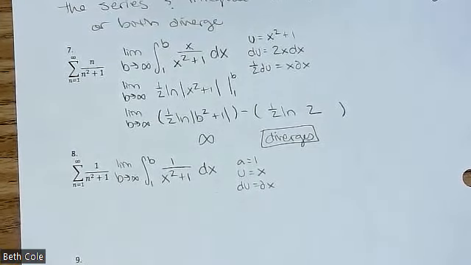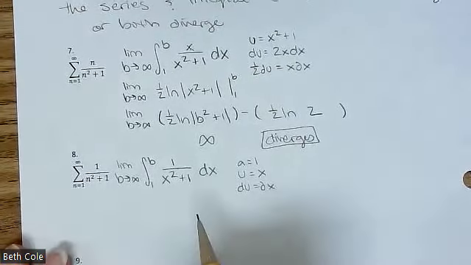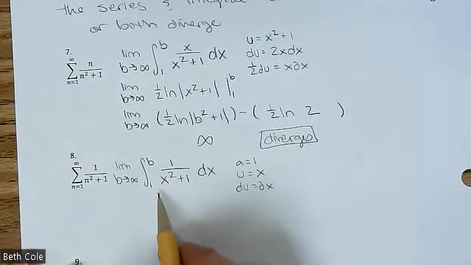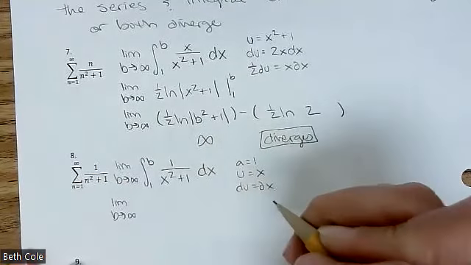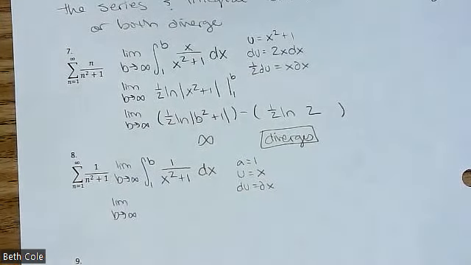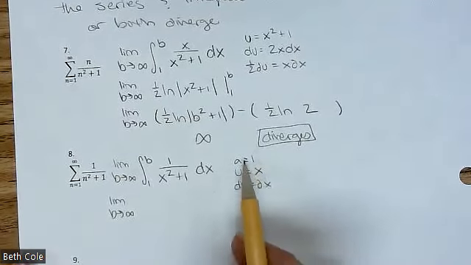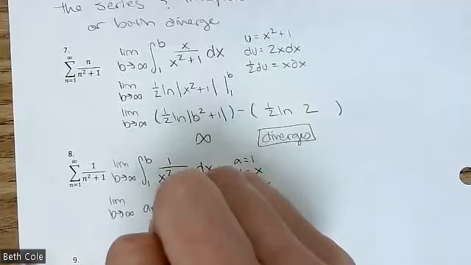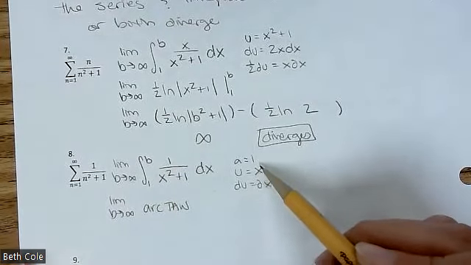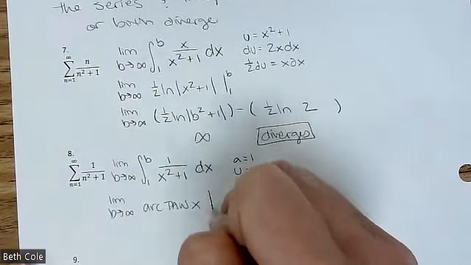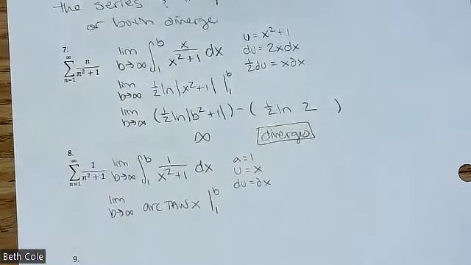Is it arc sine, arc tangent, or arc secant? Why is it tangent? Because there's not a square root. Good, okay. Limit B goes to infinity. Now, arctangent would have a 1 over A out front. I don't need to put that, though, because A is 1, so 1 over 1 would just be 1. So arctangent, and then it would be U over A. That would just be X over 1, which would be X. And then 1 to B.